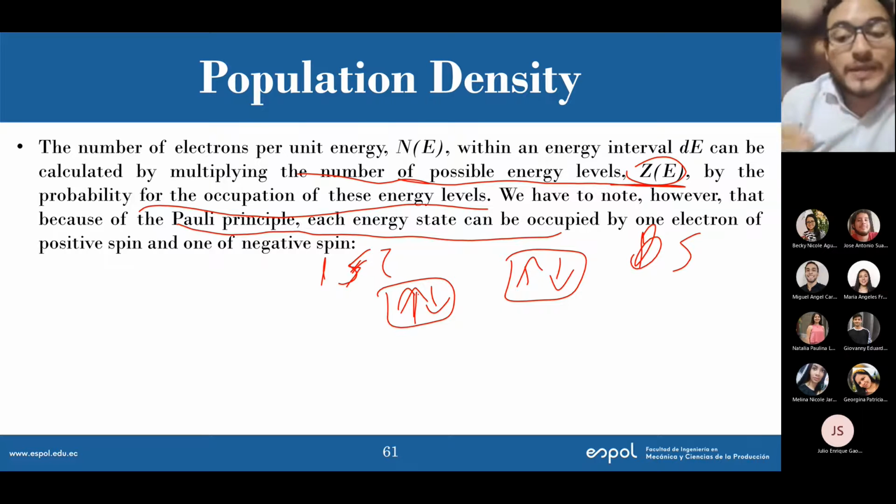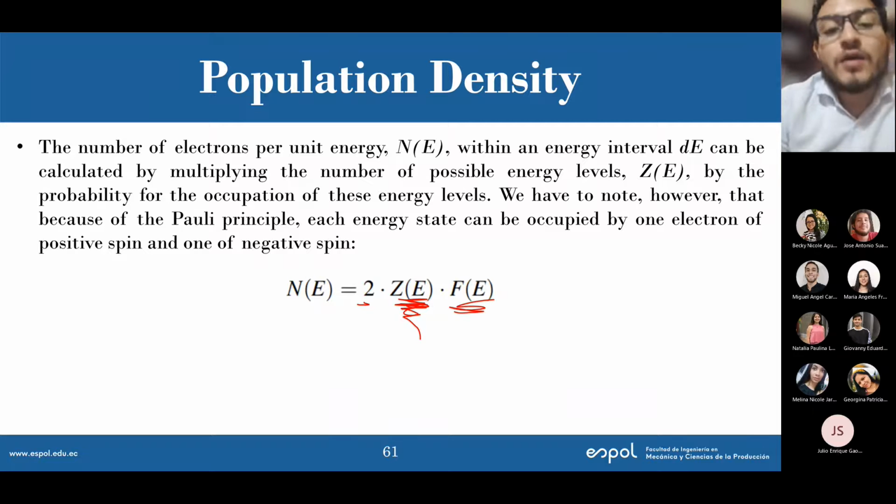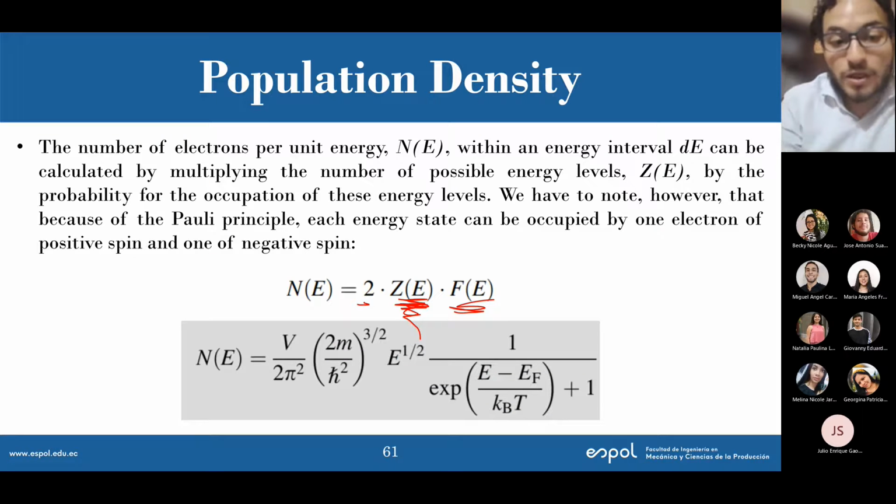So that basically tells me that I have to multiply by 2 because each energy state can be occupied by one electron of positive and one electron of negative spin. So that's the 2. And then it's times the number of possible energy levels and the probability for the occupation of those energy levels, right? So I can multiply both functions. We already know the functions. Okay, so I'm just gonna get that.